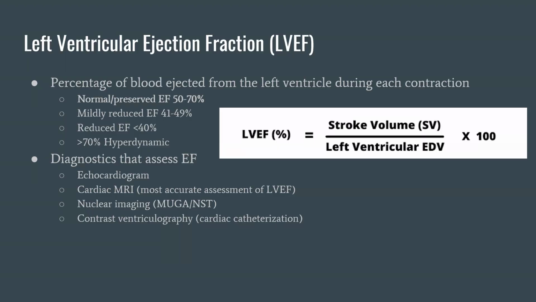So when that happens, to break the tie, you would get a cardiac MRI, right? To confirm what the EF is. And the calculation we use is EF, the percentage we get, is stroke volume over left ventricular end diastolic volume times 100.